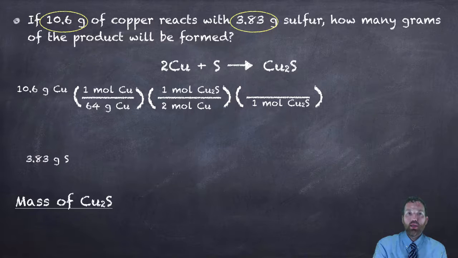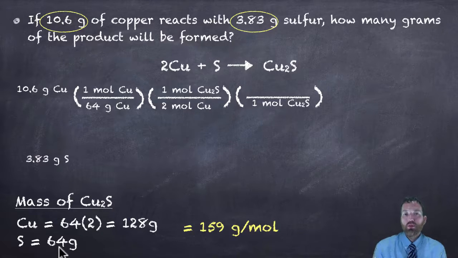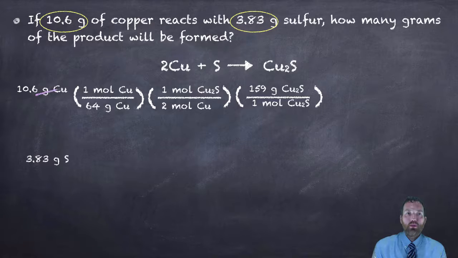In 1 mole of Cu2S, I have 2 moles of copper, which both weigh 64, which is 128 grams, and I have 1 sulfur, which weighs 64 grams. 64 plus 128 is 159 grams of Cu2S per mole. Okay, so I'll plug that in, and you can do the math problem. Grams and grams will cross off, moles and moles of copper will cross off, moles and moles of copper sulfide will cross off, and if you punch that into your calculator correctly, you'll get 13.3 grams of Cu2S.